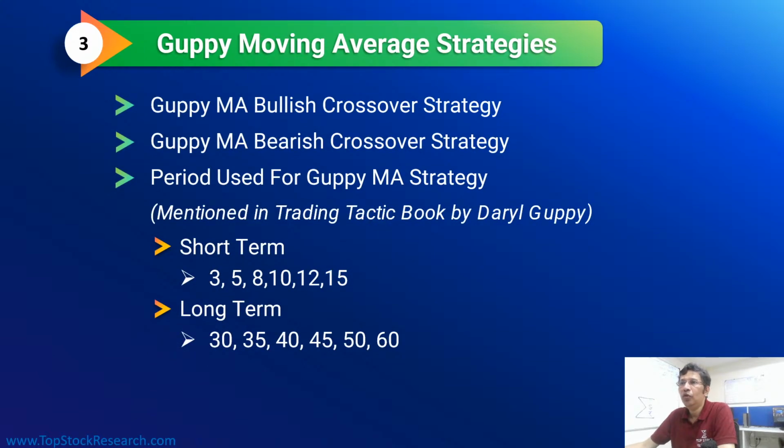Okay, now the next one is Guppy moving average strategies. So Mr. Daryl Guppy, he created a strategy wherein he used a combination of shorter moving averages and a combination of larger moving average crossovers, and that seems to be a very good strategy. I've heard a lot of traders use it pretty successfully, right? So it has a combination of shorter moving averages as one range, which are basically between 3 to 15, and longer moving averages which are between 30 to 60, right? And how they cross each other gives the signal, right?